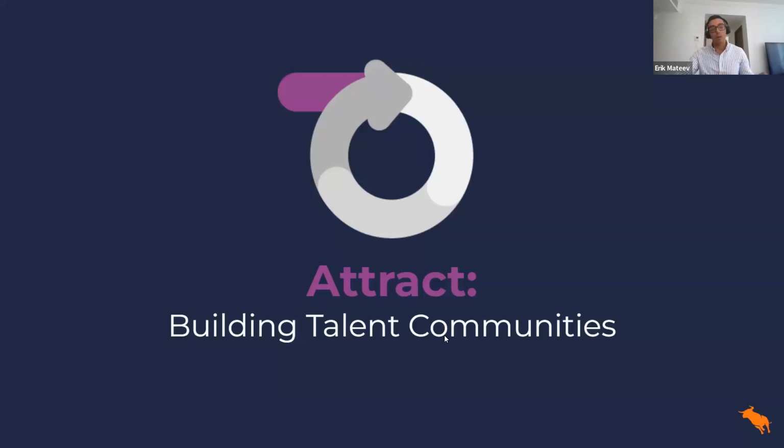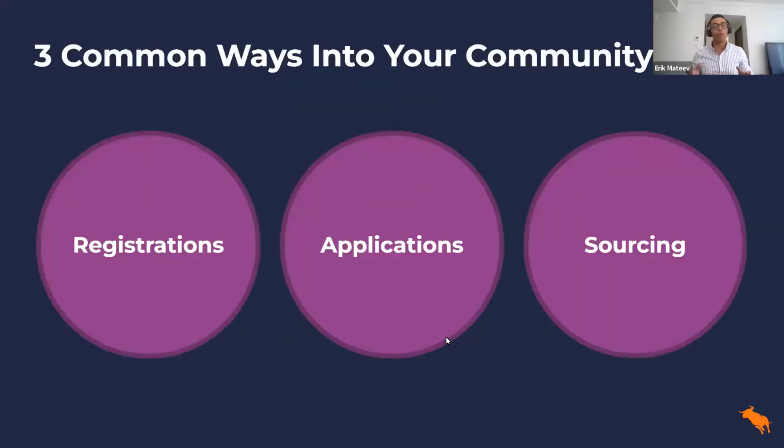And while I'm talking about this, we're going to run a quick poll for you guys. But there are typically 3 common ways a candidate would make their way into the community. We have registrations. This is basically people signing up, in most cases, directly with you through your website. We have applicants. These are people applying for a job. Again, that could be on your website. It could be on a job board that you've partnered up with. And of course, we have sourcing.